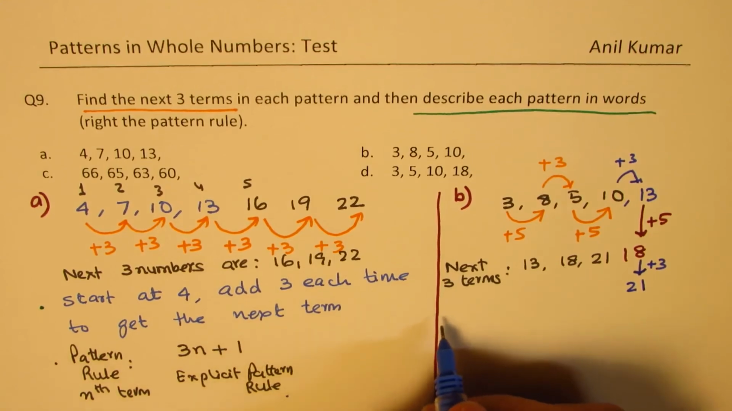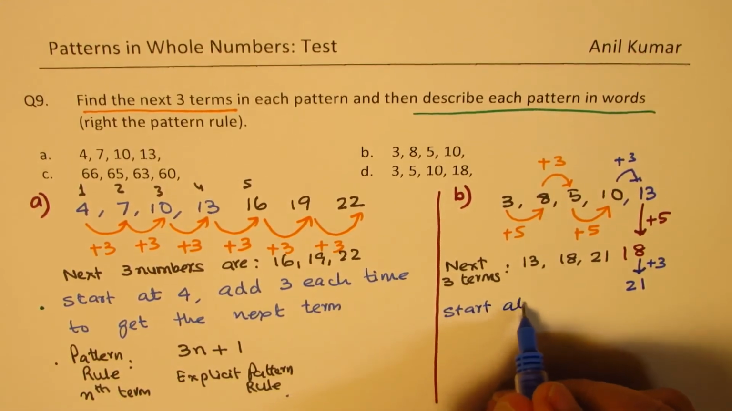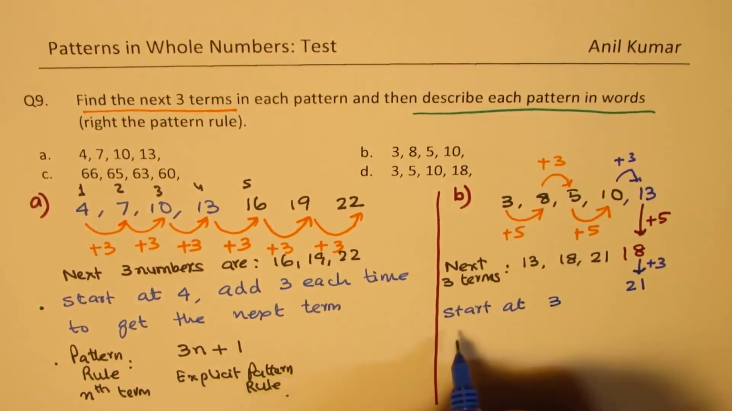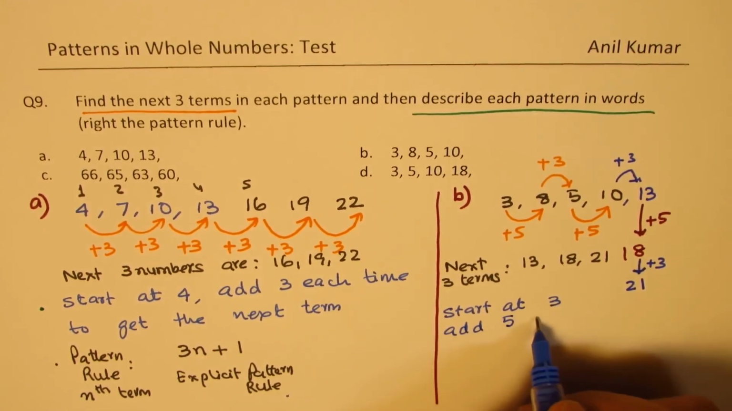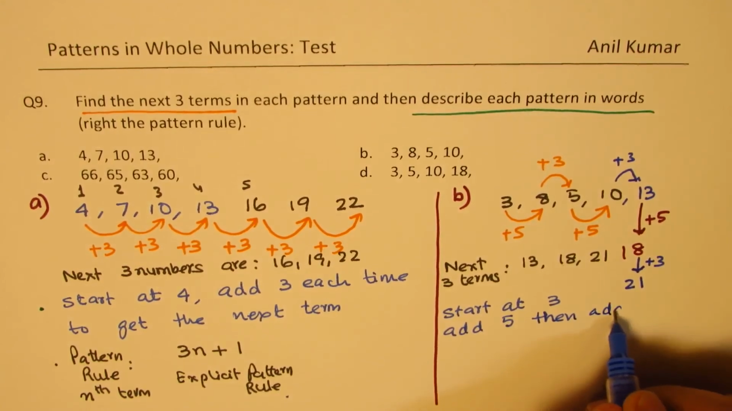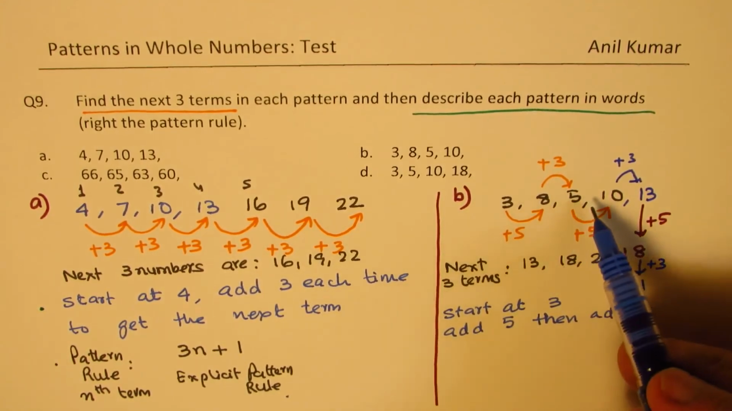Well, we can say start at 3, add 5, then add 3. Do you see that? So start at 3, add 5 to get the next number, and then add 3 to get the next number.